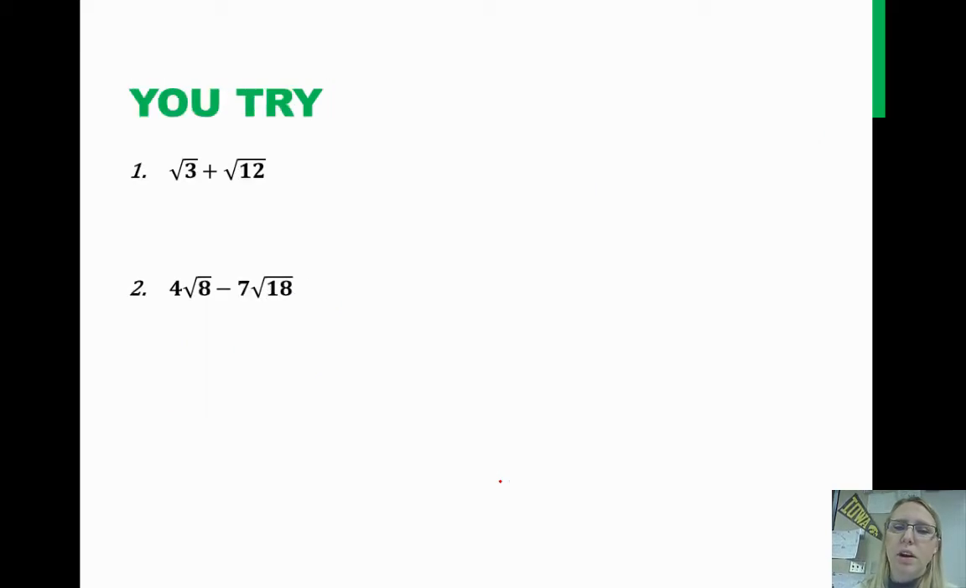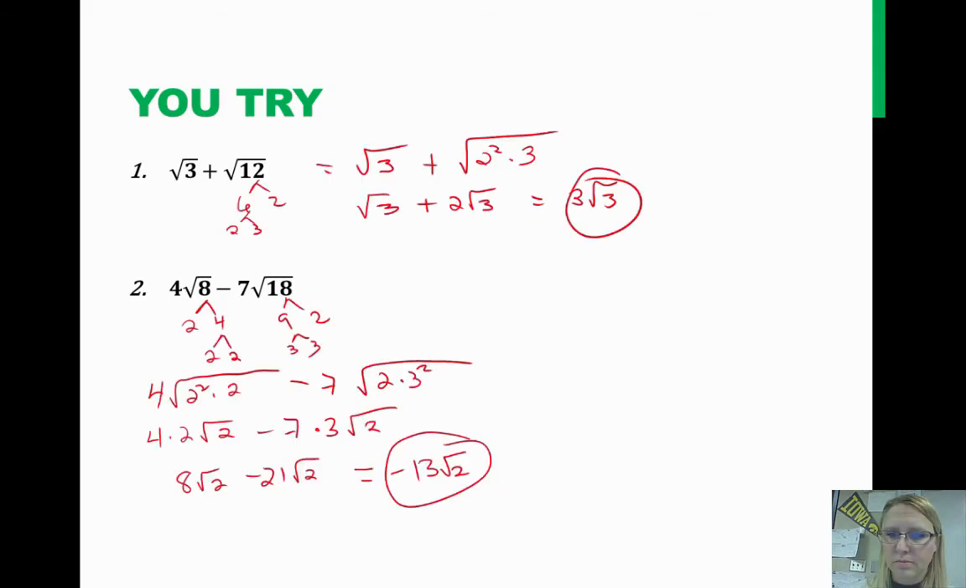So now I want you to pause the video and try this on your own and come back and check your work. On the first one, you should have gotten 3 square root of 3, and on the second, you should have gotten negative 13 square root of 2. Hopefully this is what you got.